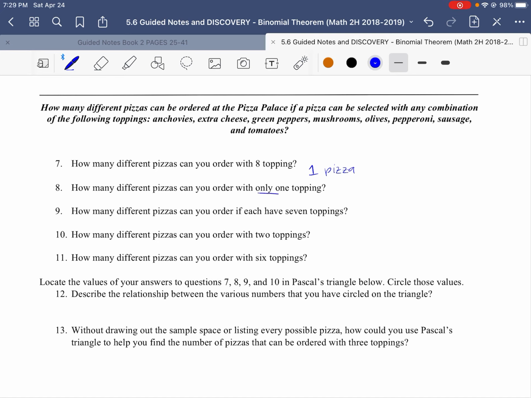It says, how many pizzas can you order with only 1 topping? So if you think about that, you could choose the anchovies, or the extra cheese, or the green peppers, and you just choose one at a time. That would make 8 different pizzas.